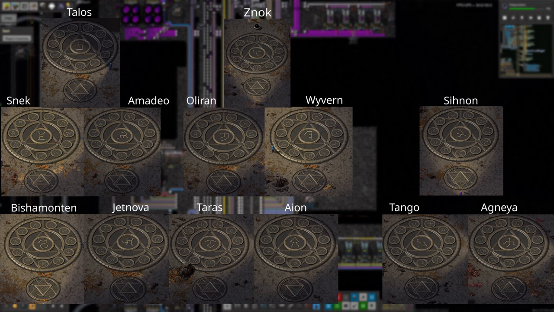And so you'll notice I've grouped them together a little bit here. And there is a reason, there is a logic behind this. And this is because some of the symbols match. We've noticed that each cartouche has a unique center symbol. So for example, up here on Talos, we have this sort of thing with the squares. On Snek, we had the E with the Shrek ears. On Amadeo, we had this thing that looks a little bit like a scorpion.